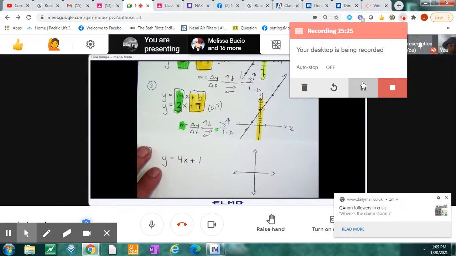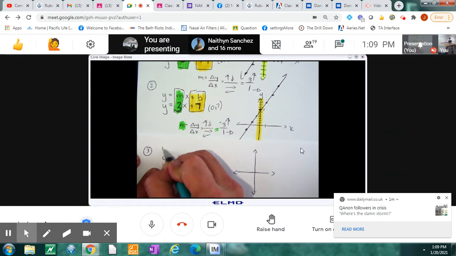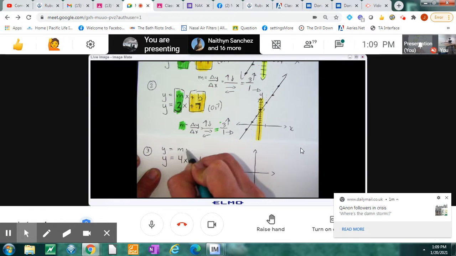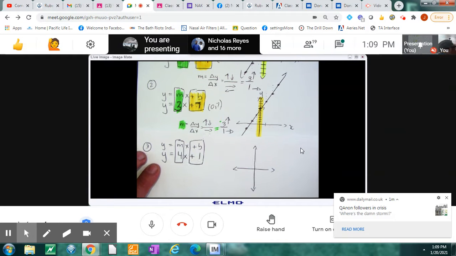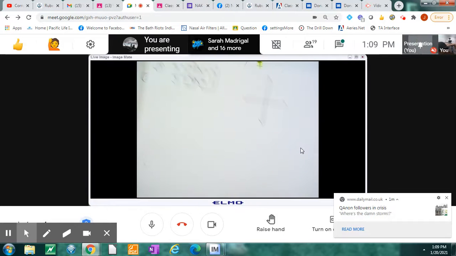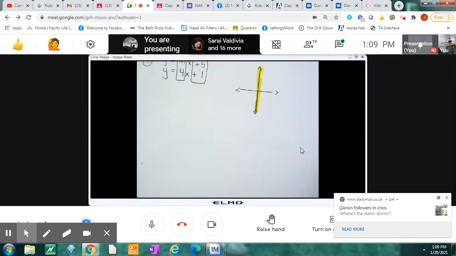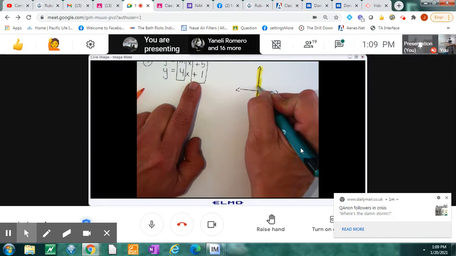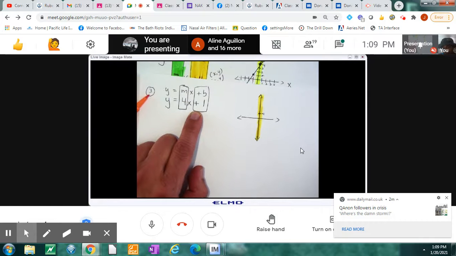All right. So again, on this one, y is equal to 4x plus 1. Let's see. Y equals mx plus b. Yep, it's in that form. See that? It's in that form, so I can graph it. What's your starting point? Your starting point is 1. So right here, let's just find the positive 1.